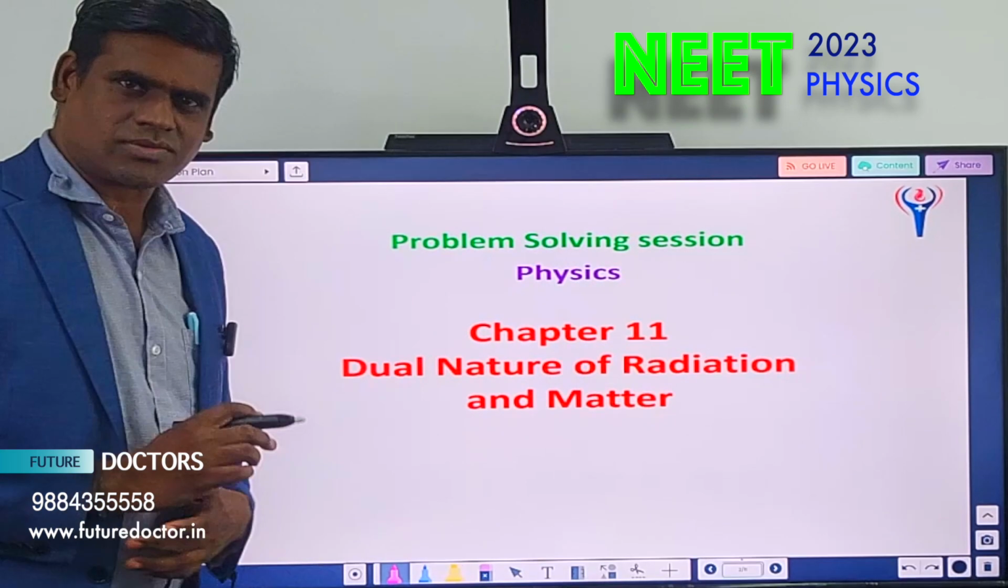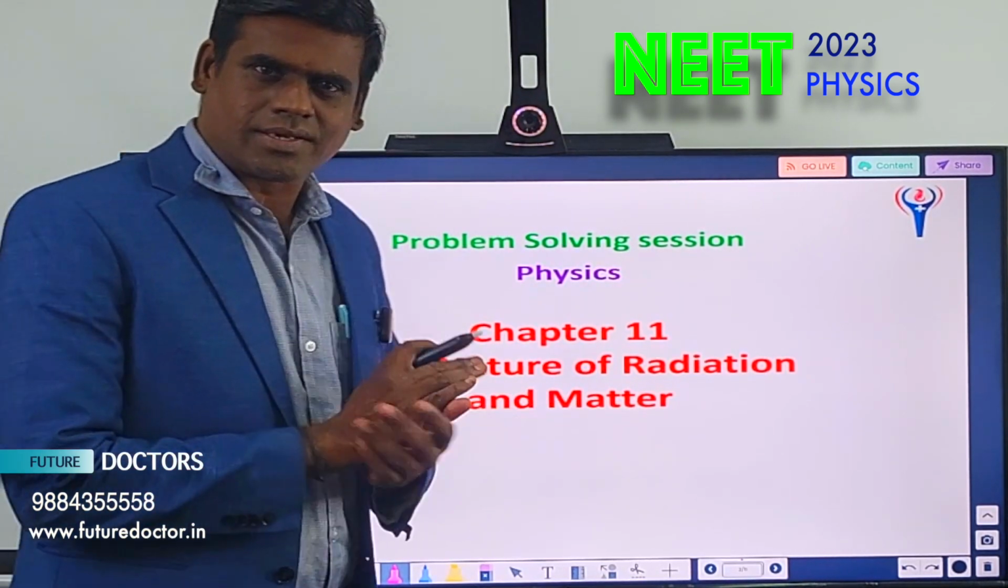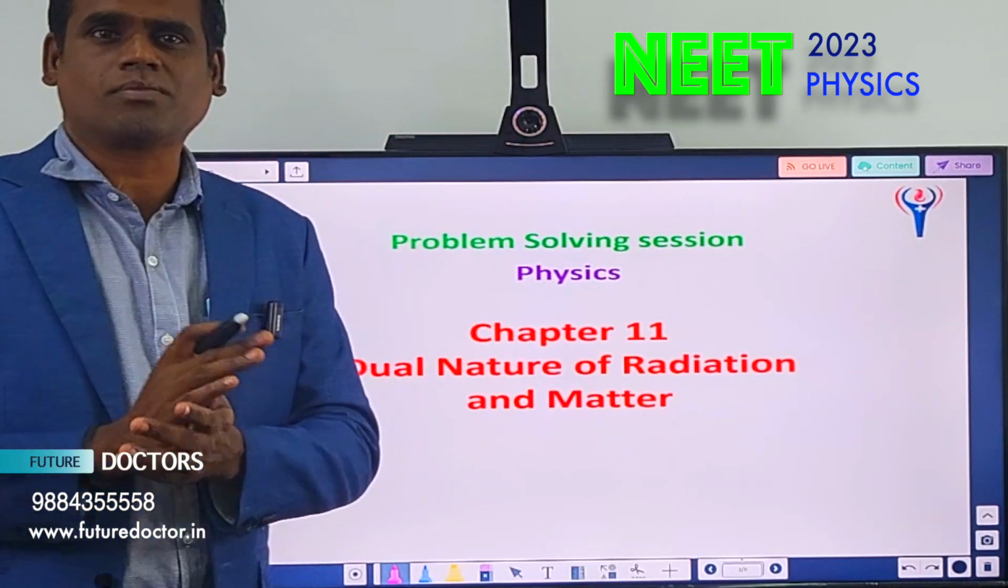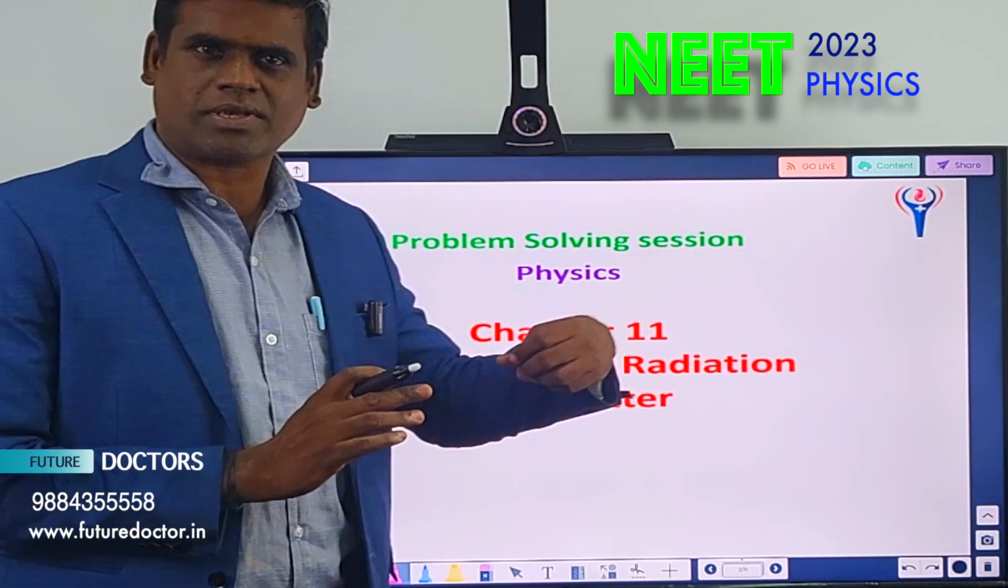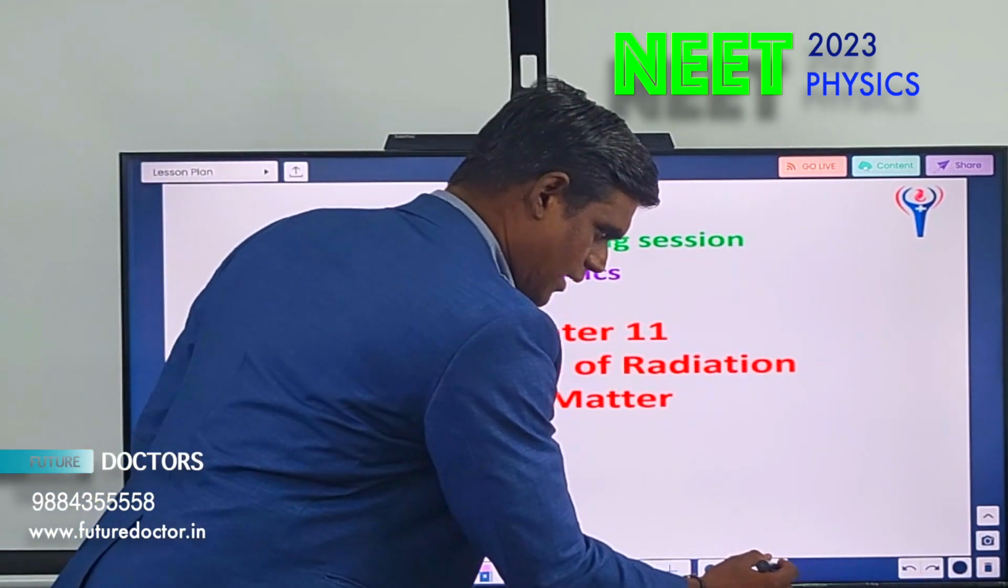Topic chosen today is from chapter 11, Dual Nature of Radiation. Let's move to first question, and this session is not a problem solving session, it is a problem questionnaire session. That is, 7 questions will be spread in this session, and only in the next session we will solve the solutions for these questions. Let's move to question number 1.